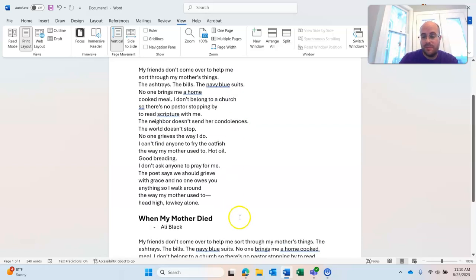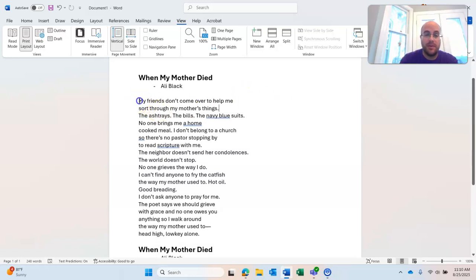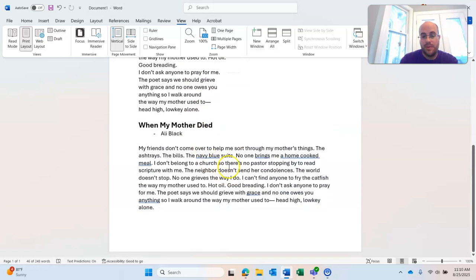So what you have, same thing at the beginning here, is something that sounds like this. My friends don't come over to help me sort through my mother's things. The ashtrays, the bills, the navy blue suits. No one brings me a home-cooked meal. I don't belong to a church, so there's no pastor stopping by to read scripture with me. And so if you listen, you can hear the difference between poetry, what I just read, and prose.